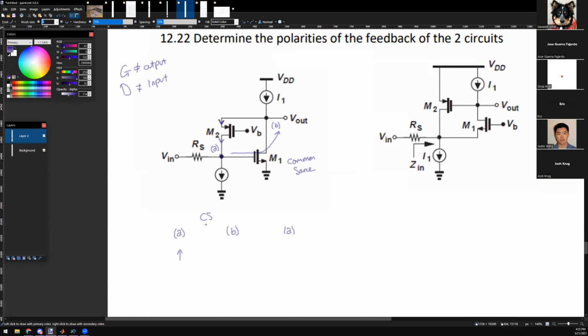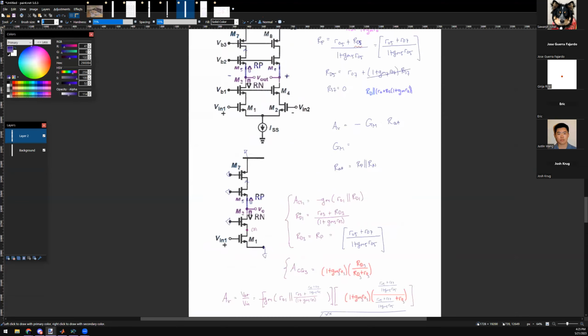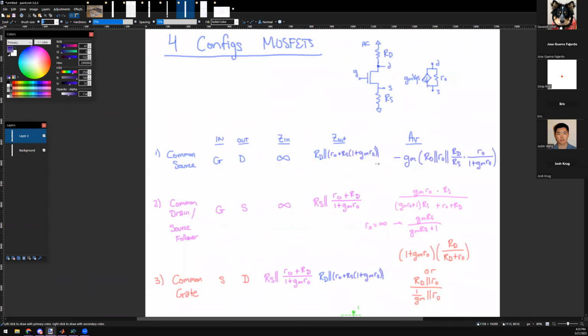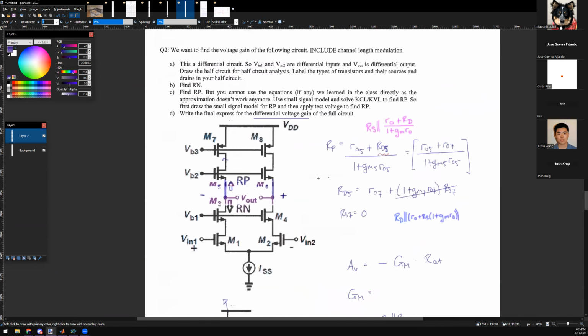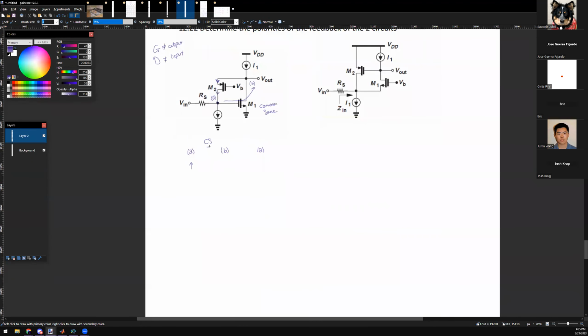Okay, and is common source inverting or non-inverting? It's non-inverting. Oh, be careful. If you look at common source, the gain is the only one of them that has a minus. So it is actually considered to be inverting. Is that fair? Yes. So this guy's inverting. If the signal A goes up, what happens to B? Does it go up or down? It goes down. Correct, because of the inversion.